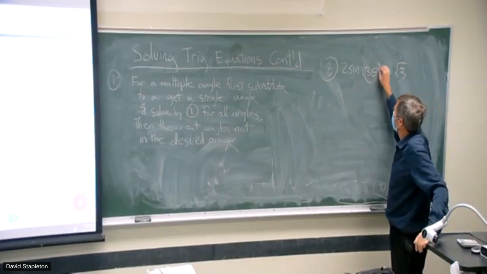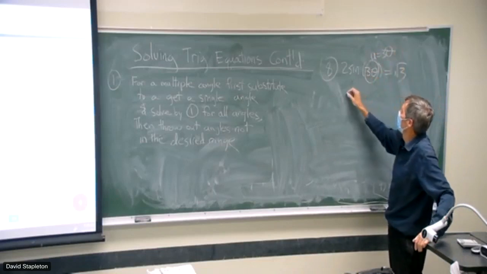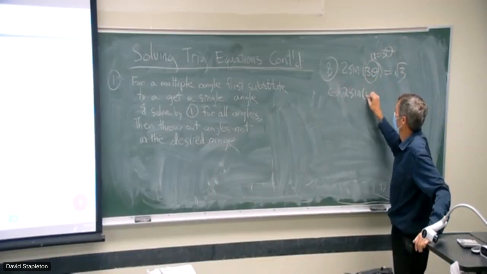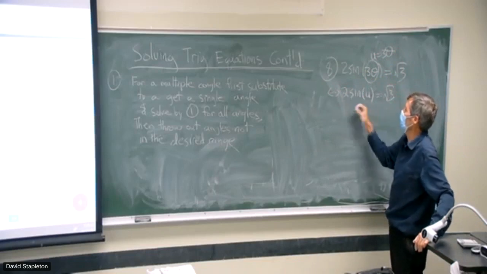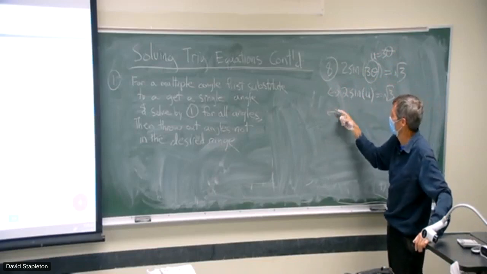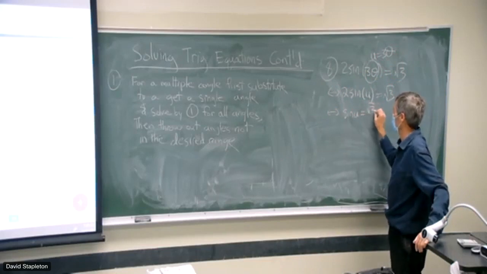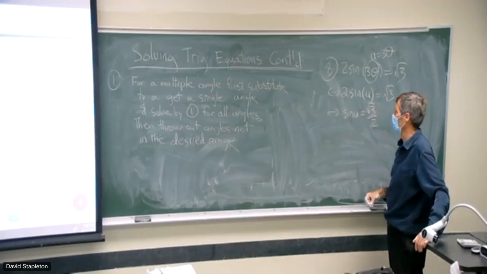I first substitute whatever my favorite letter is, u equals 3 theta. So I got a single angle, right? And I write this equivalently as 2 sine u, or phi, or whatever letter I like, equals square root of 3. Write it as trig function equals the number. So equivalently, this equation is sine u equals square root of 3 over 2. Now this is trig function of a single angle equals the number. I can solve on the unit circle, right?